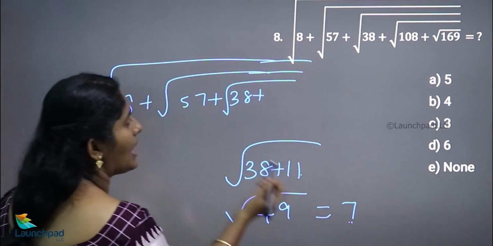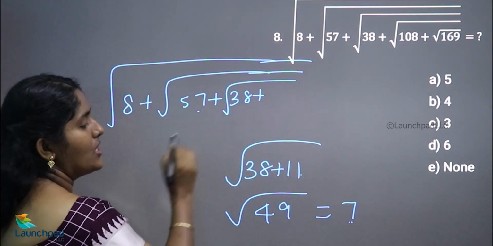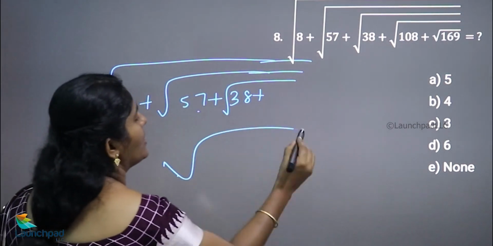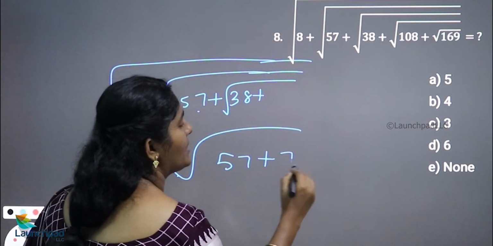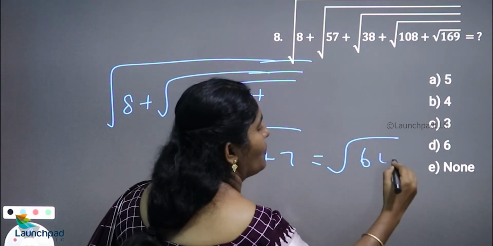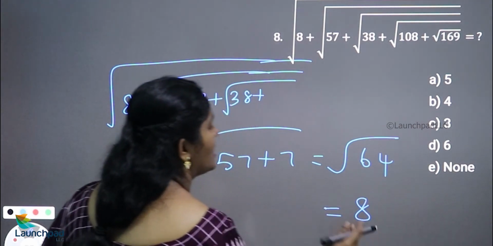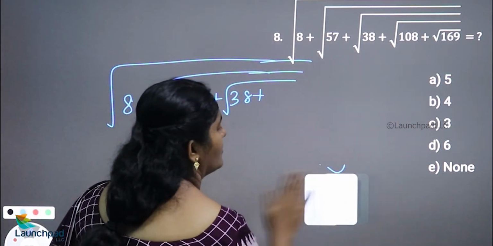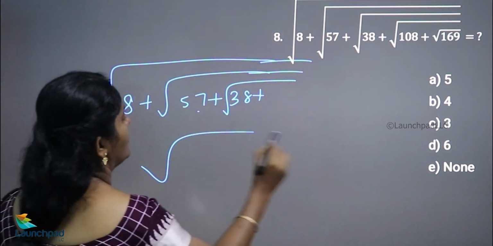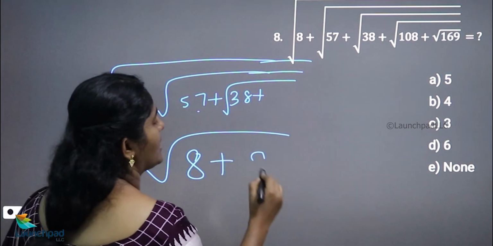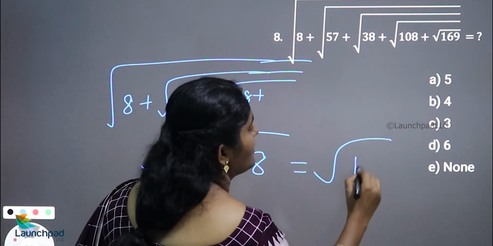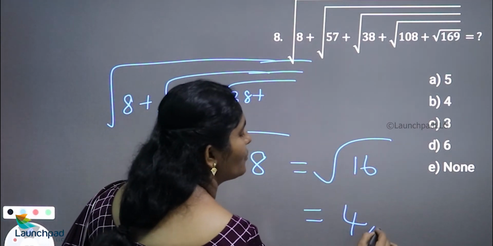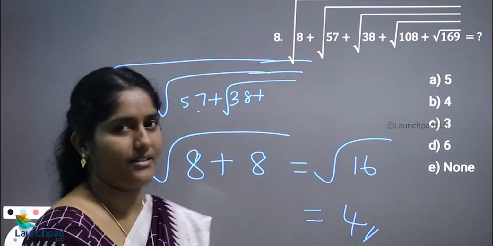The 7 will be added to 57. So the square root of 57 plus 7 is the square root of 64. What is the answer? 8. This 8 will be added to 8. Square root of 8 plus 8 is the square root of 16. What is the square root of 16? 4. So 4 is your answer.